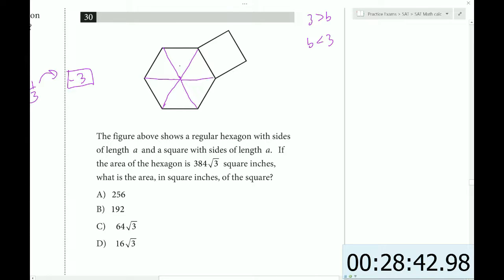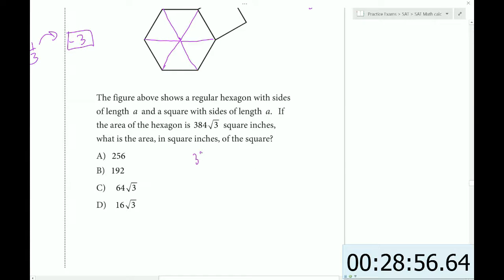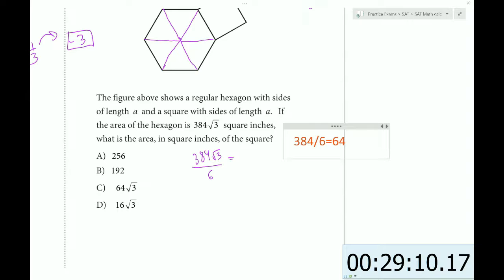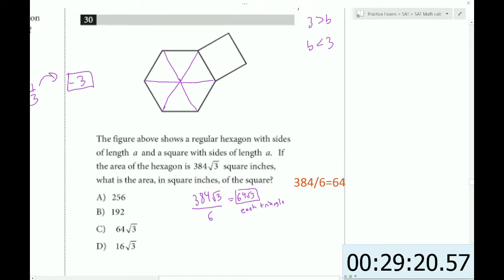So here we have 6 equilateral triangles. Okay, and the side lengths are all A. And we know the total. Since we have 6 equilateral triangles, we can take this total area and divide it by 6, and that will give us the value of each. So 384 divided by 6 gives us 64. So 64 rad 3 would be the value for each of the triangles. Okay? So that's the area of one of those triangles.